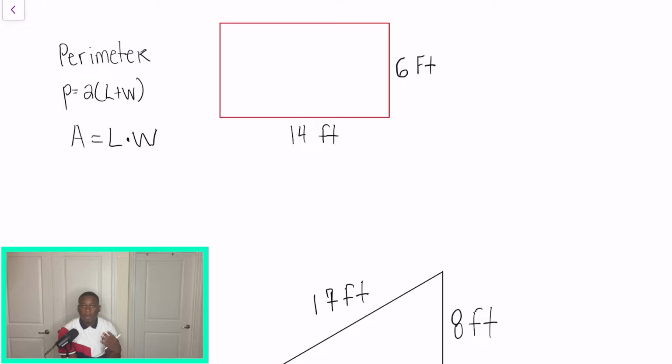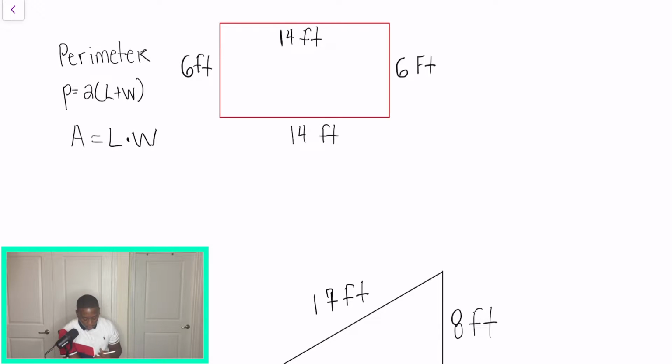When we're talking about the perimeter of a rectangle, guys, we're just talking about adding all four sides. So in this first example, when you see me filling it in, I just like to fill it in to make it an easier process, right? So we have 6 feet on the opposite side, and then 14 feet on the opposite side as well, because both sides are equal to each other.